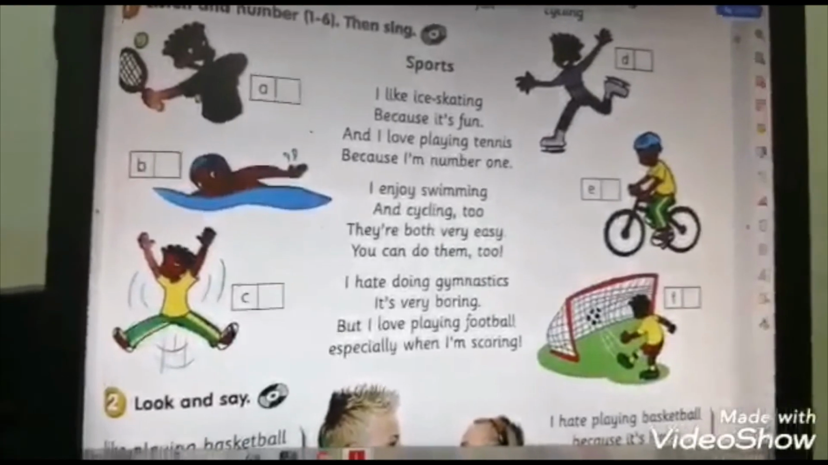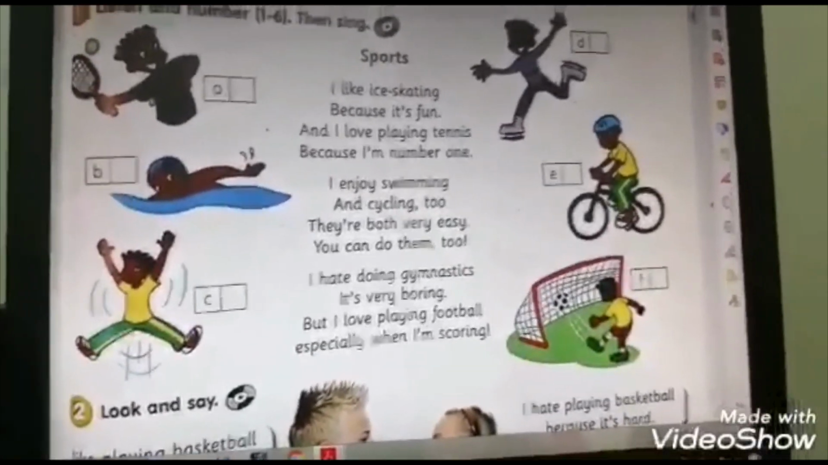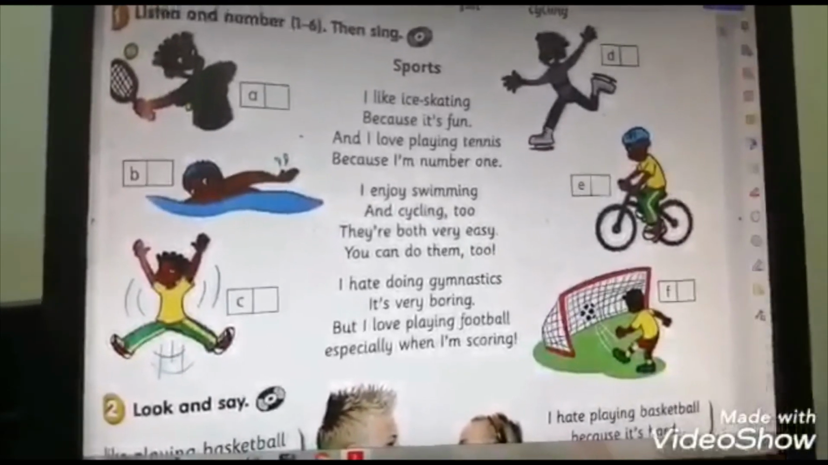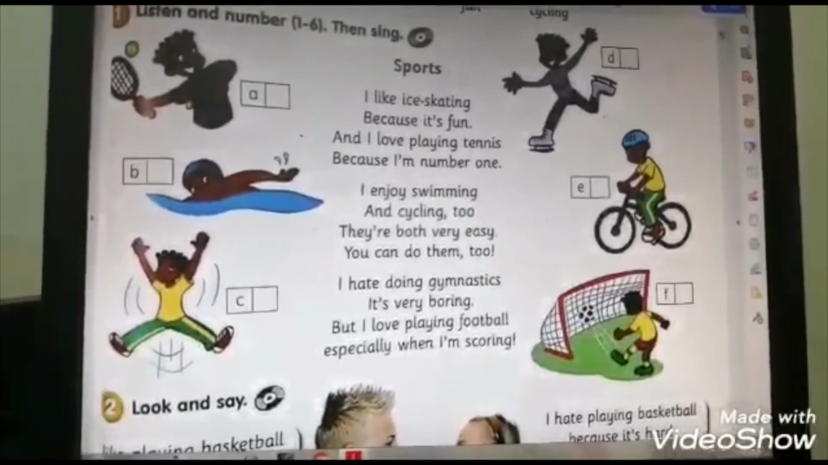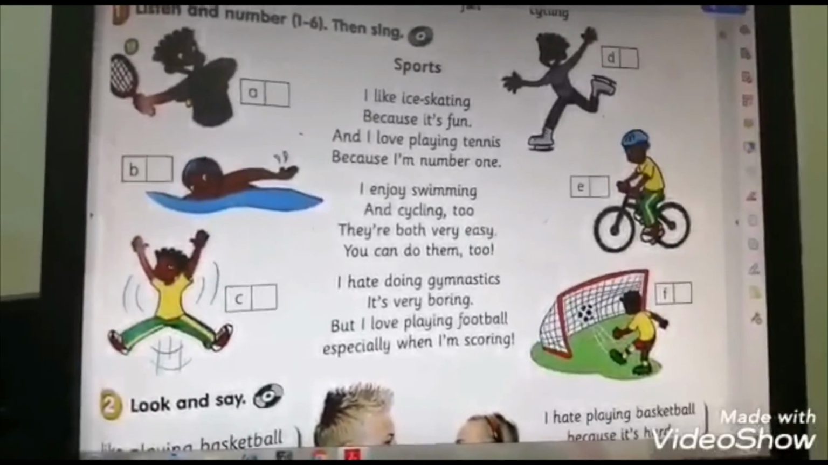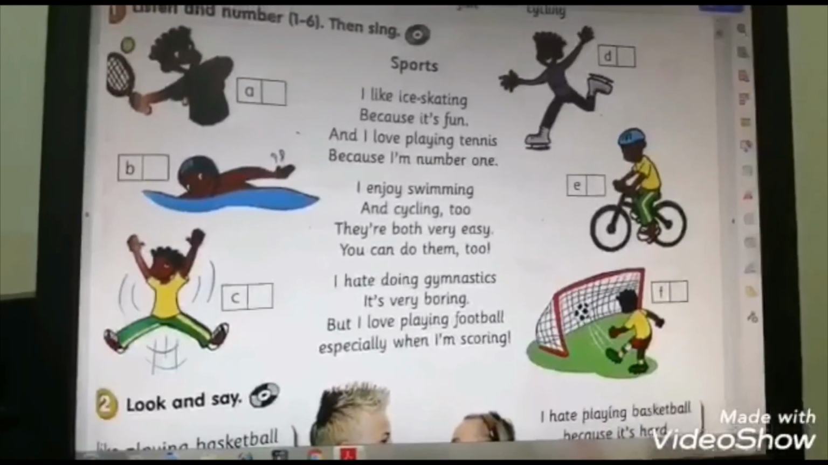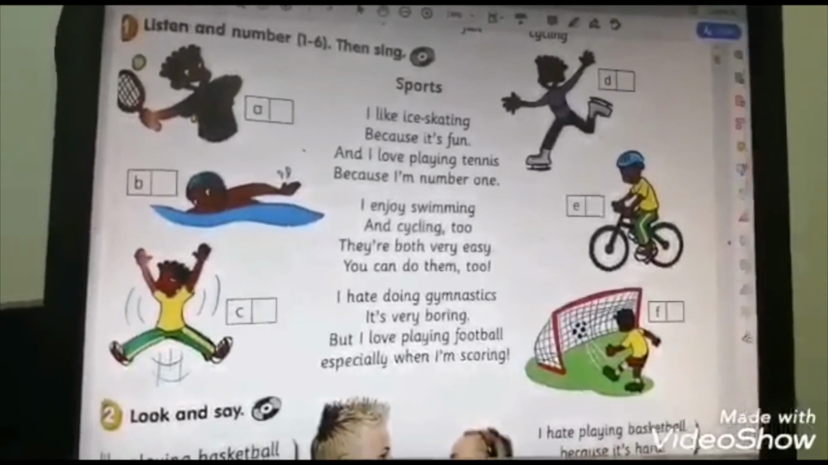Well, I hope you enjoyed listening to the song and you have numbered the pictures as well. So look at your answers. I'm going to tell you the answer. Number A, 2. Number B, 3. C, 5. D, 1. E, 4. And F, 6. If any mistakes, you can correct your answers as well.